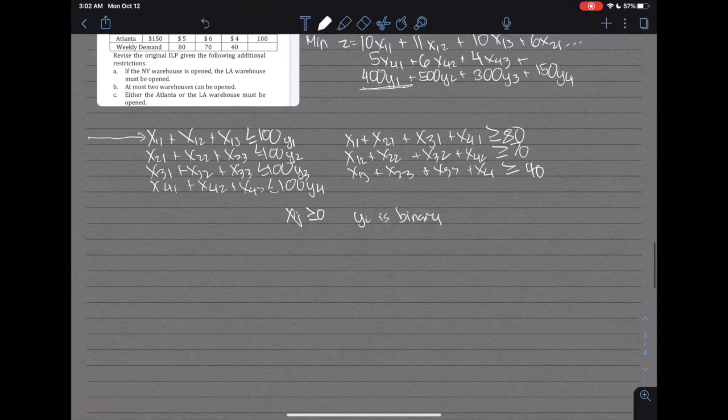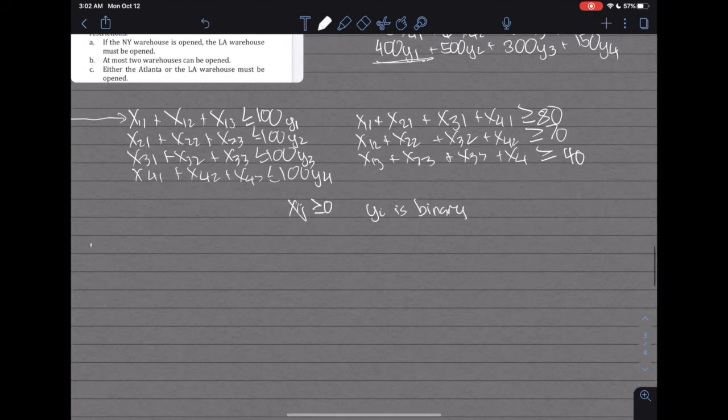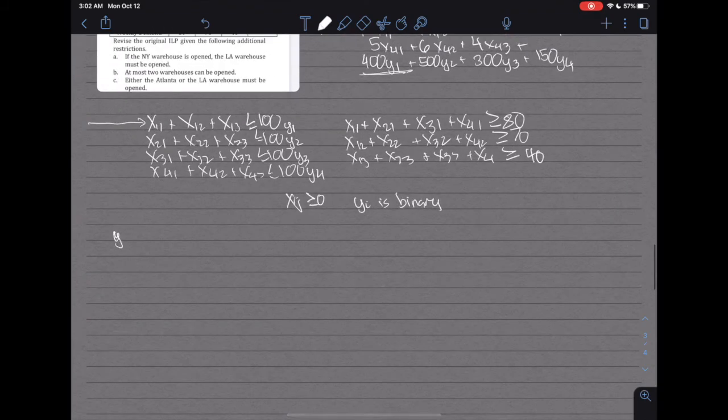A. If the NY warehouse is opened, the LA warehouse should be open. So New York is Y1, LA is Y2. So in this case, if New York is opened, the LA warehouse must be open. We can model this out by saying that Y1 is less than or equal to Y2.